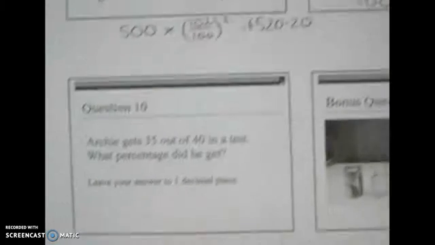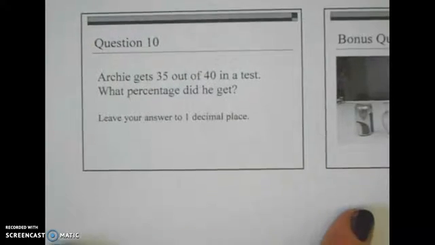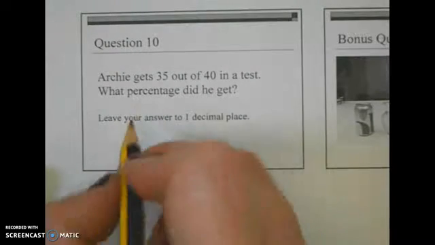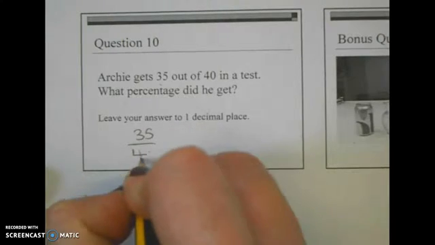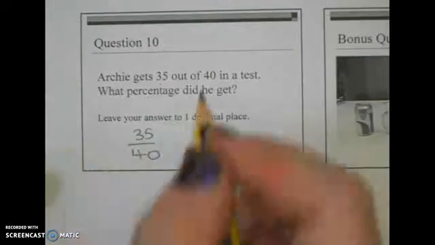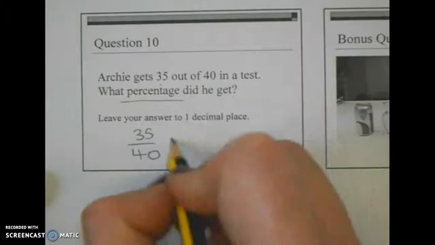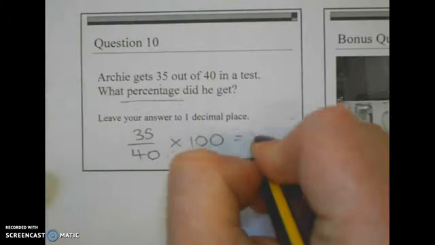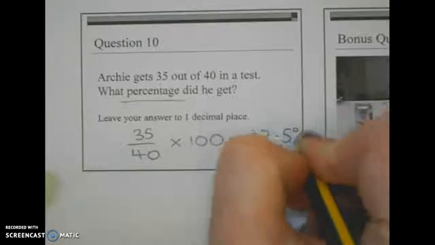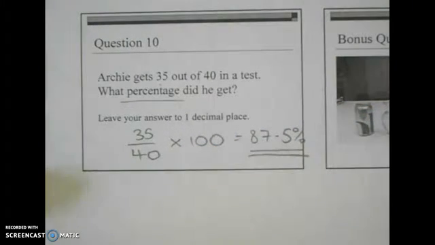And lastly, question 10. Archie gets 35 out of 40 in a test. What percentage did he get? So 35 out of 40 we write as a fraction. To change it into a percentage, percent means out of 100. So we just times by 100 to make it out of 100. And I get to one decimal place that Archie got 87.5%.